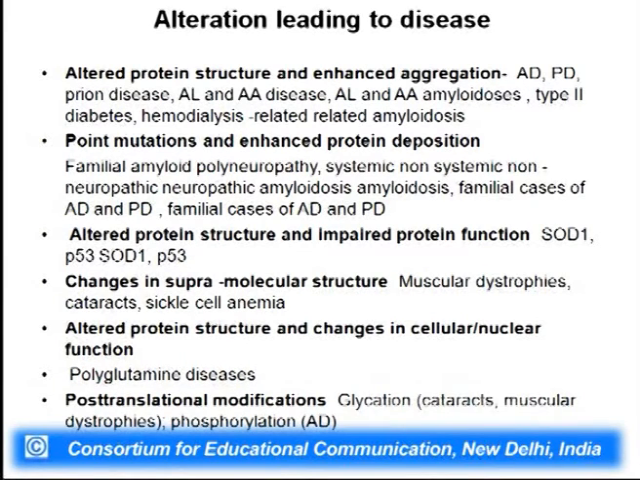Then there can be changes in the supramolecular structure. Many times proteins form quaternary structures, and if these quaternary structures are not properly formed, then they may result in loss of function. Important examples we will discuss are sickle cell anemia and cataracts. There can be altered protein structure because of mutations. We will see polyglutamine disease, which is Huntington's disease, and then there are chemical changes which occur post-translationally, which can promote the protein to become misfolded.